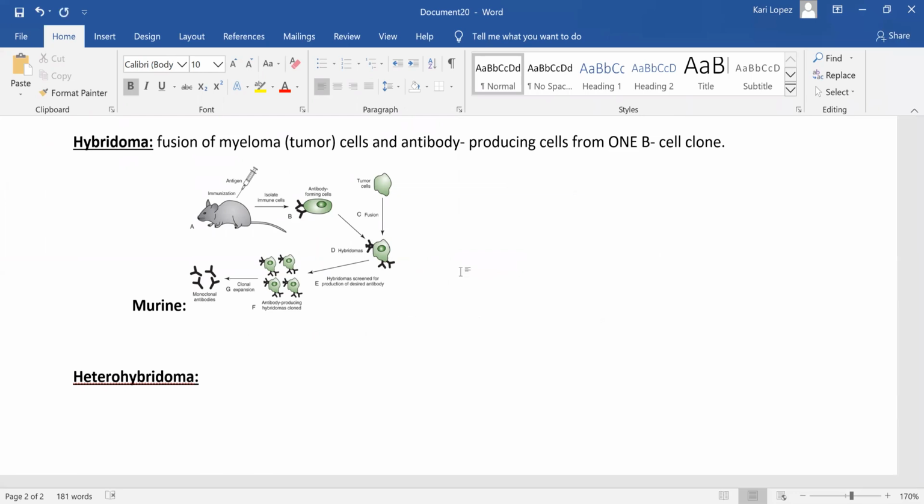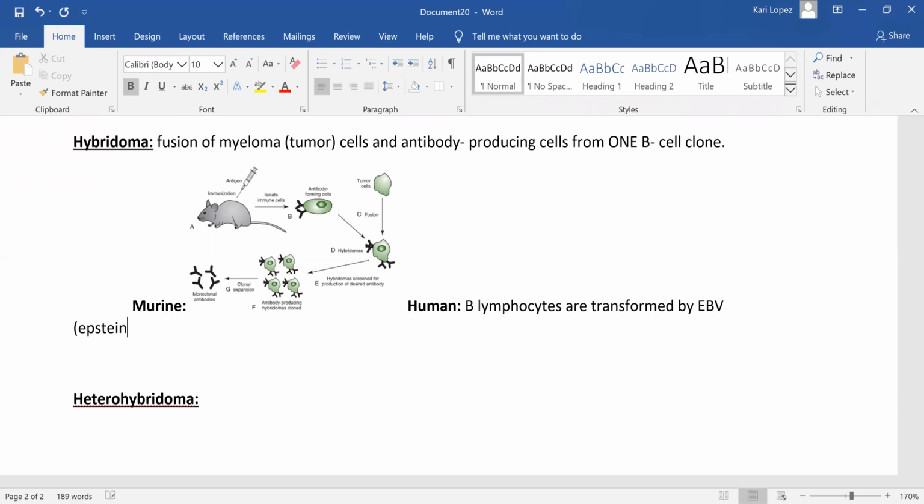We've also got human. Now, human hybridomas are formed when B lymphocytes are transformed by EBV. Does anyone remember what EBV stands for? That is your Epstein-Barr.